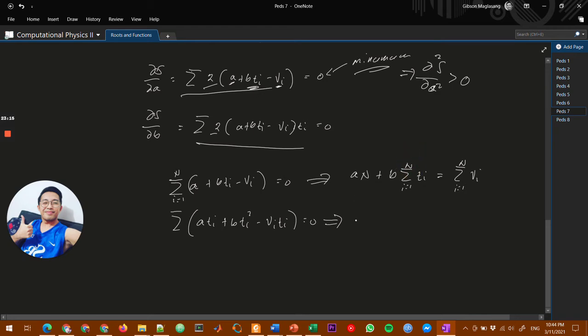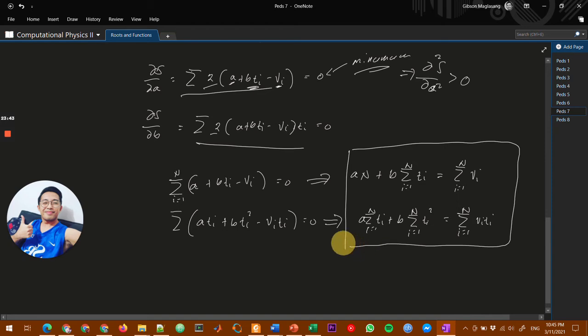And then for the other case, we have the sum of t sub i squared, i runs from 1 up to n, equals the sum of v sub i times t sub i, i runs from 1 up to n. So we have this equation, two sets of equations.